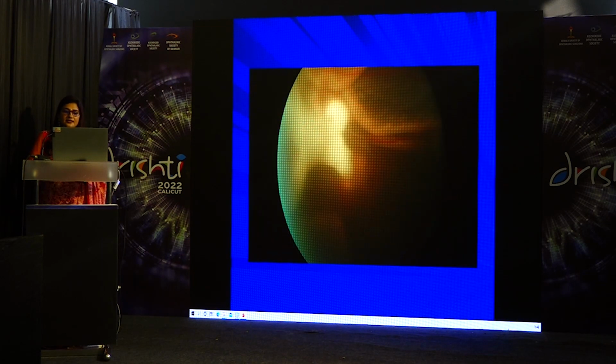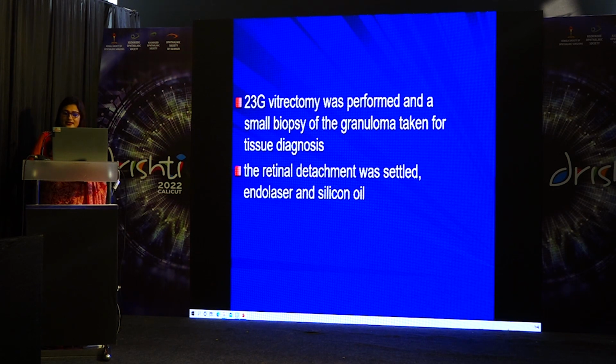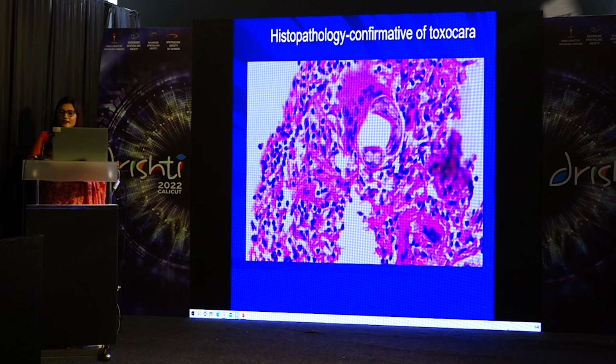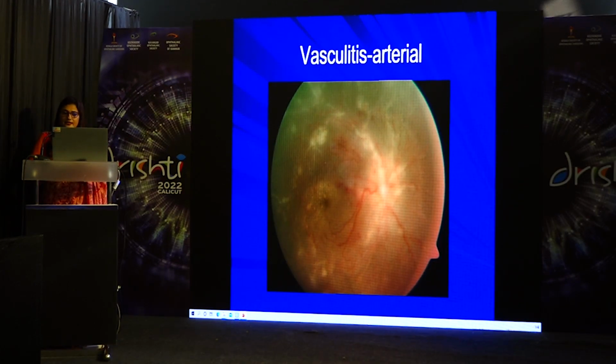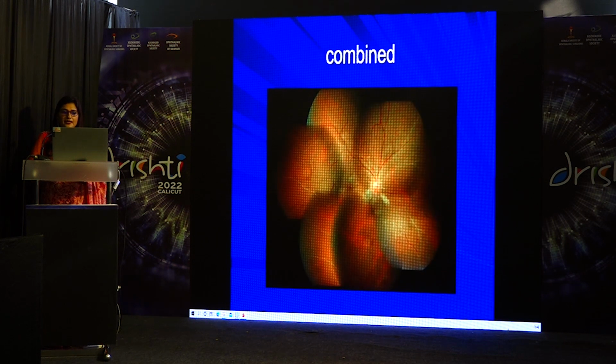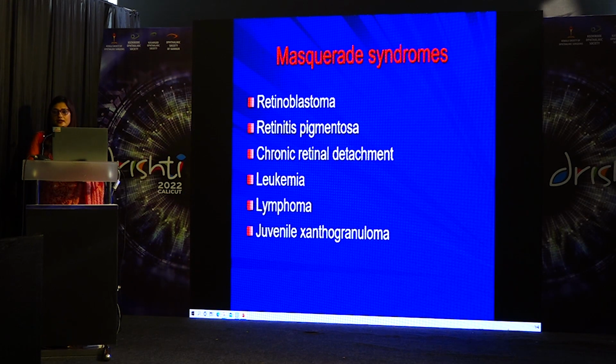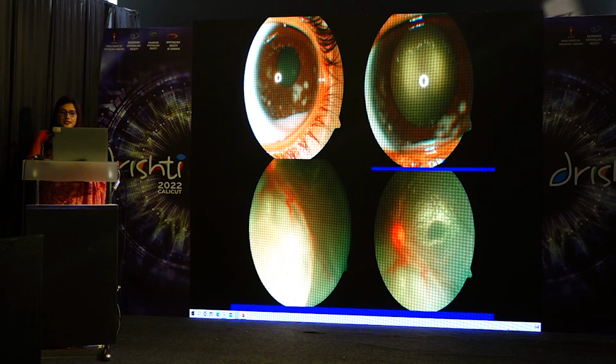So we went in and did the surgery, and a small biopsy of the granuloma was taken, and we actually did get the organism from the biopsy. They can also present with vasculitis in the fundus, arterial vasculitis, periphlebitis, combined vasculitis, and in children we should also be aware that some of the tumors can present with uveitis, retinoblastoma. Sometimes retinitis pigmentosa can be mistaken because they will have pigment dispersion in the anterior vitreous, chronic retinal detachments, leukemia, lymphomas, juvenile xanthogranulomas. Let's go into specific entities.